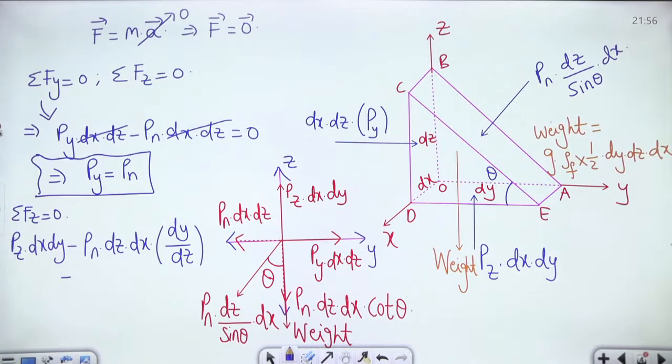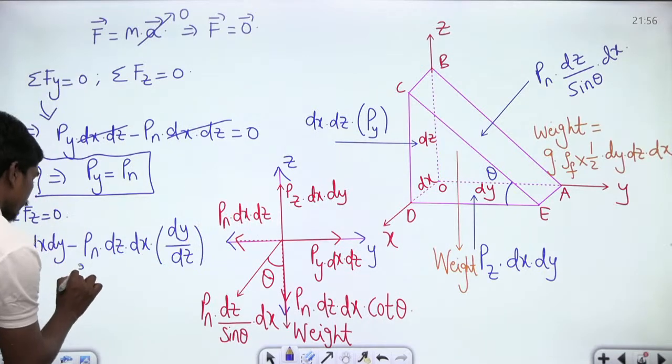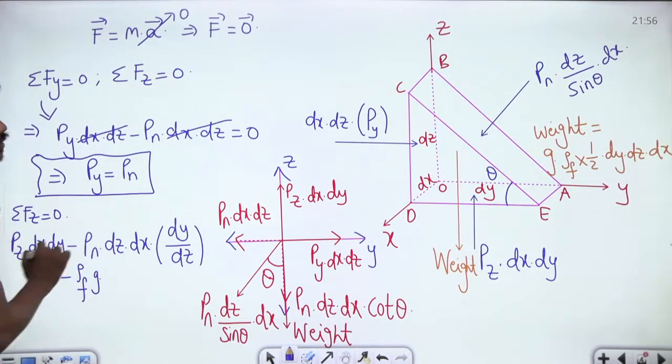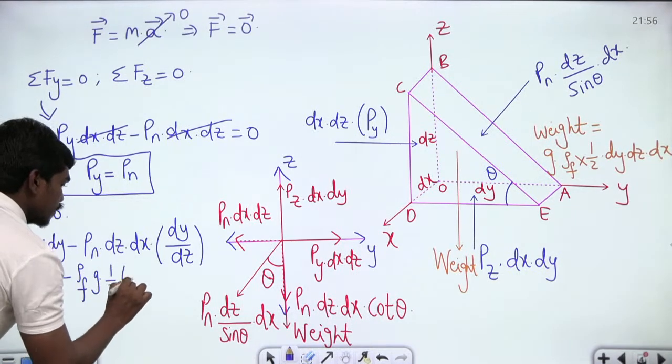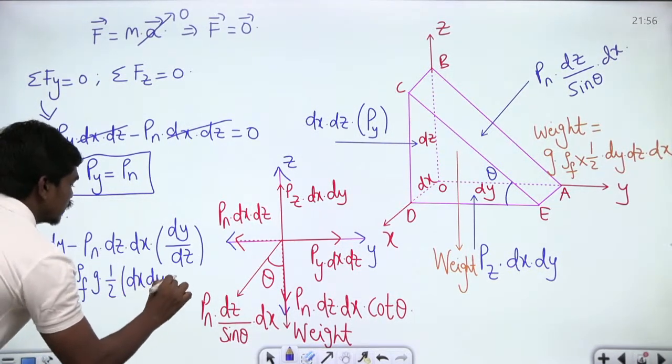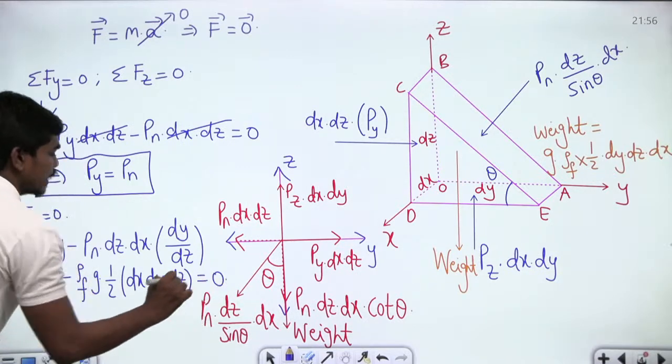Minus, there is also the weight which is acting, so rho f g into half times dx dy dz. This value is equal to 0. Okay, this is what we have.